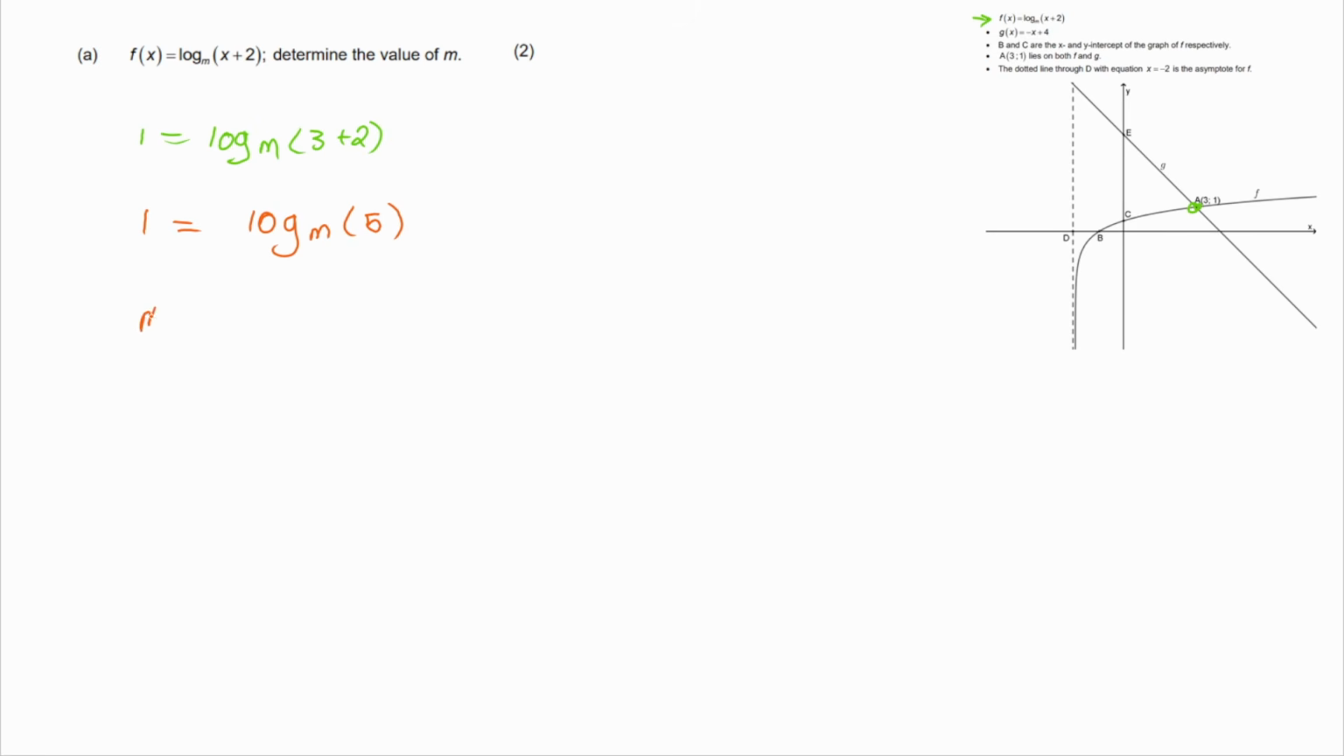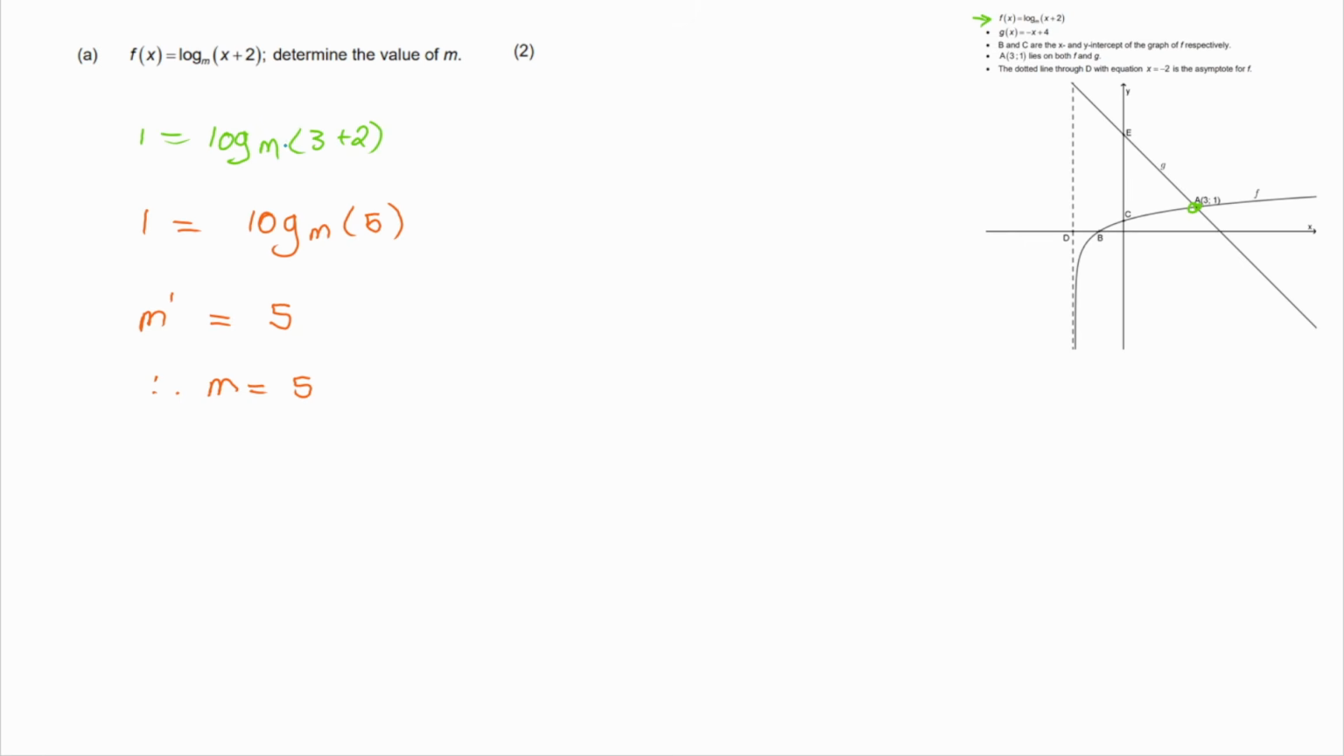So here we put base m to the power of 1 is equal to, if we put this to base m, this falls away. So what we get is m to the power of 1 is equal to 5. Therefore m is equal to 5. So that's how we would solve that.